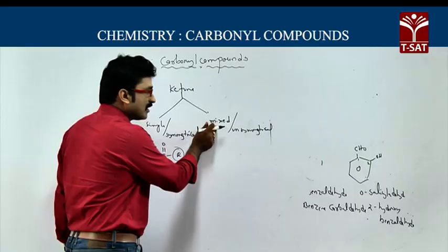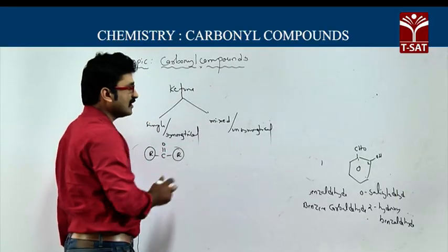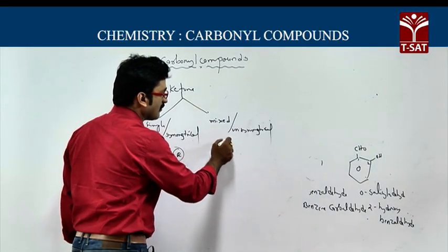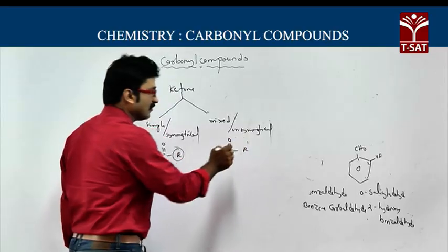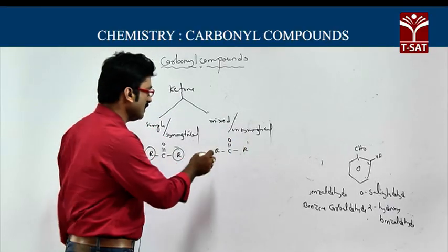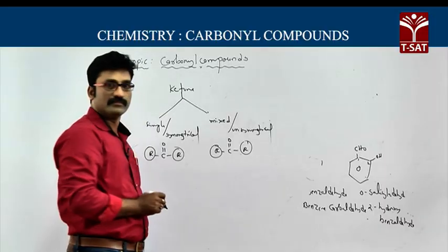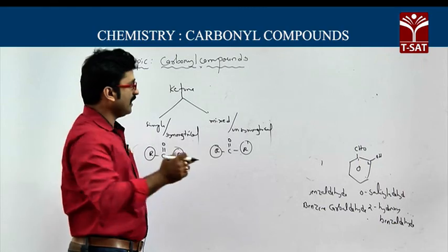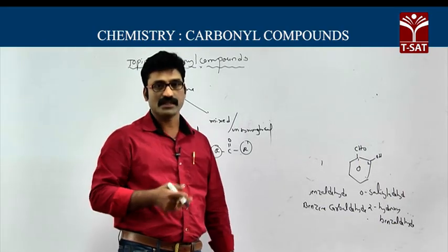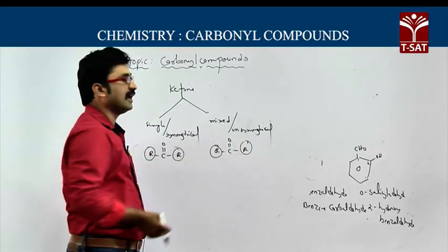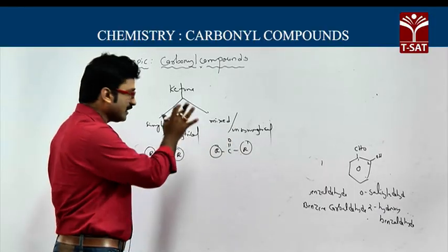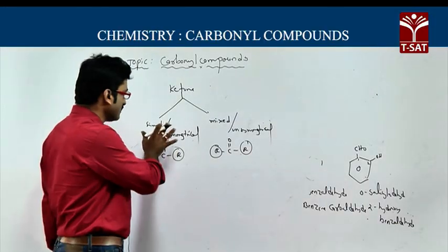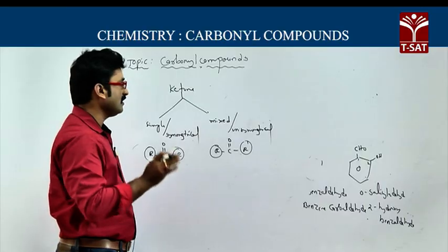And when it comes to mixed or unsymmetrical ketones, the carbonyl carbon will be bonded with two different alkyl groups. You see this R is different and this is R dash. If the carbonyl carbon is bonded with two different alkyl groups, such ketones are called mixed or unsymmetrical ketones. Now we will take a few examples for both simple and unsymmetrical ketones. First we start with simple or symmetrical ketones.